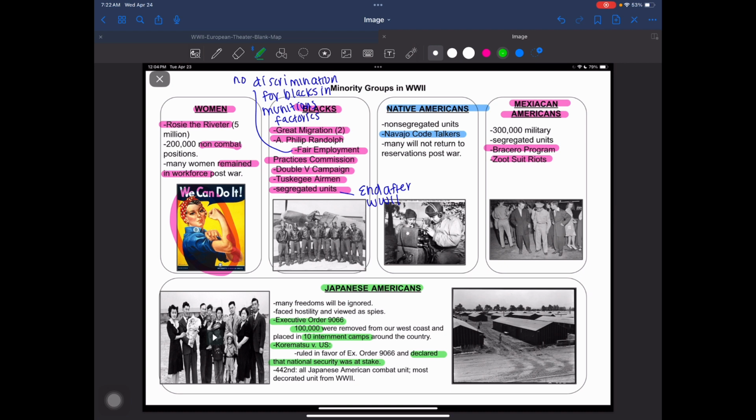Now, sometimes, and I just want to use this because it is state test terminology, the Supreme Court is said to have kept them in these internment camps because it was a military necessity. Okay, it's a military necessity to get them away from our West Coast so that we were sure to not have any spies on that West Coast.